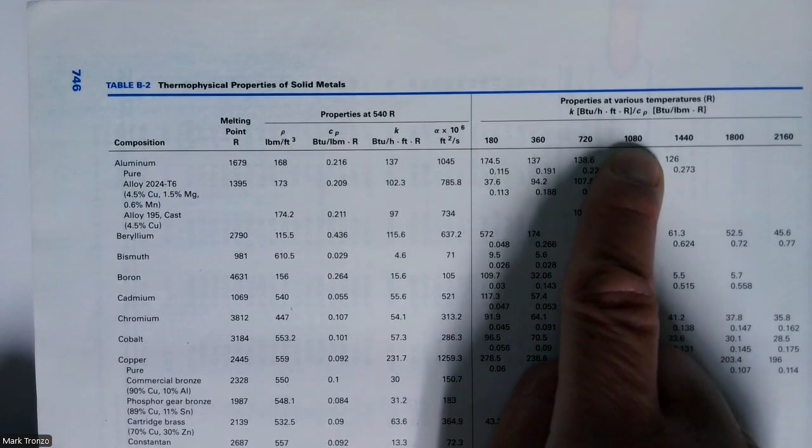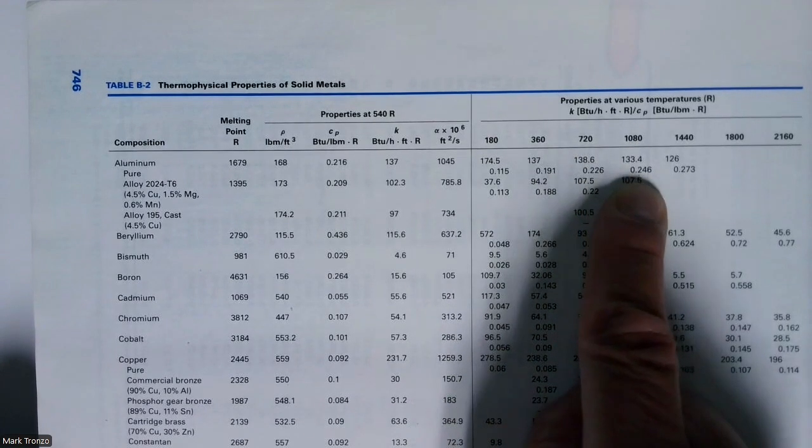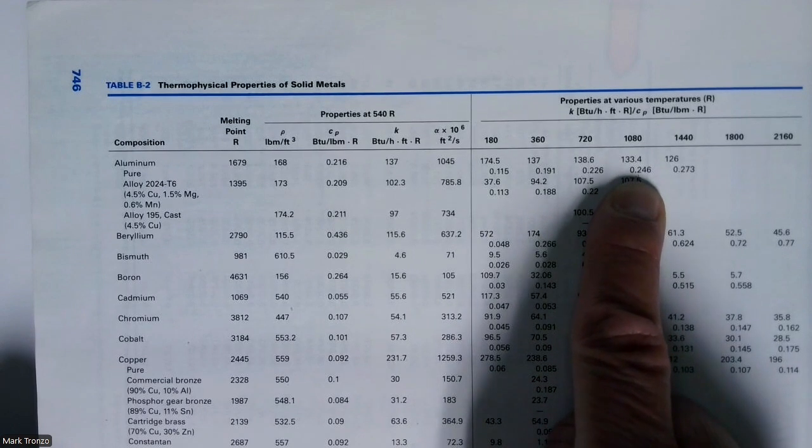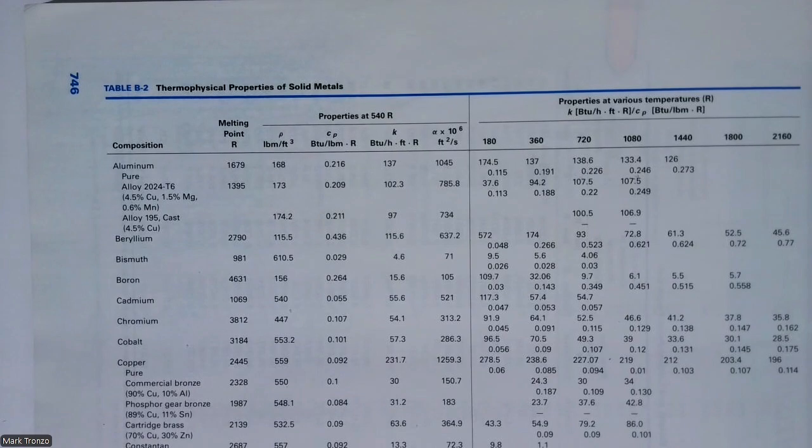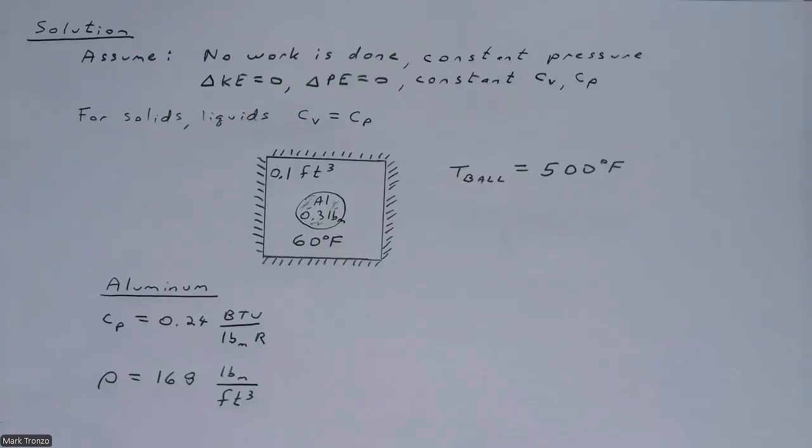So at 1080 degrees R, it looks like the CP value is about 0.246. We're a little bit less than that. I'm going to estimate it at about 0.24. So write that down for the aluminum. Again, CP is going to be equal to CV for a solid, and the density is 168.